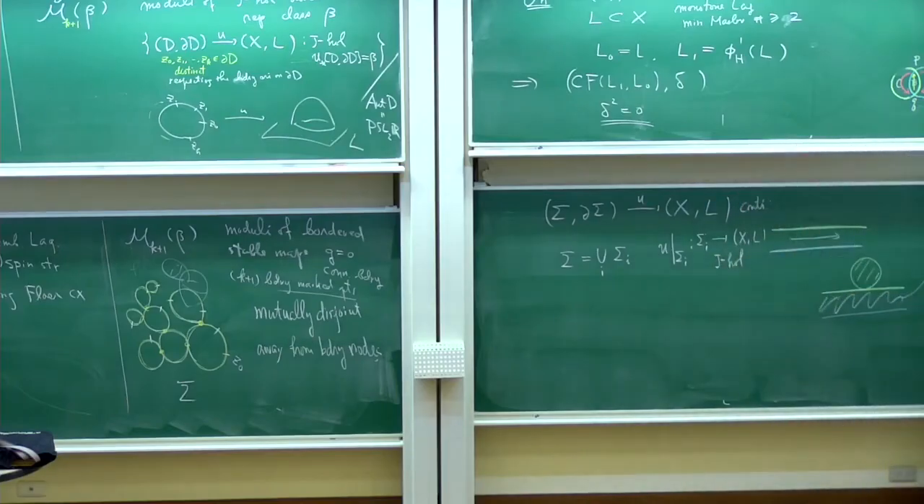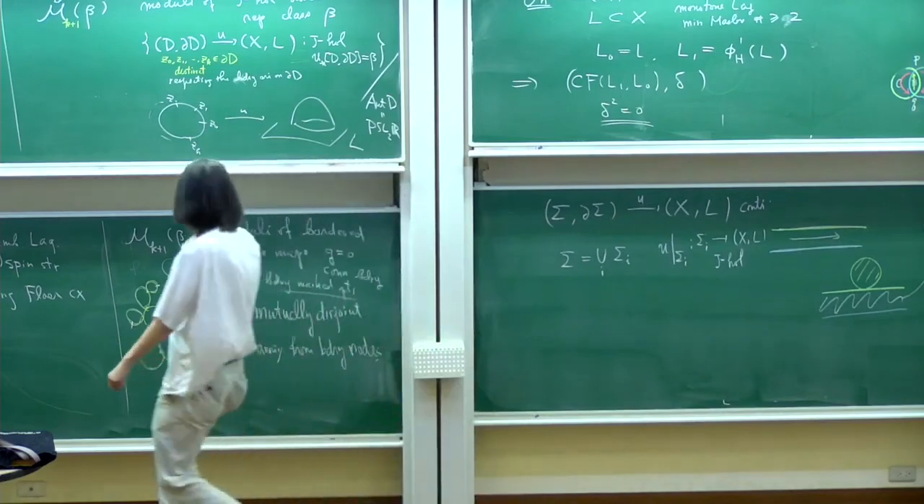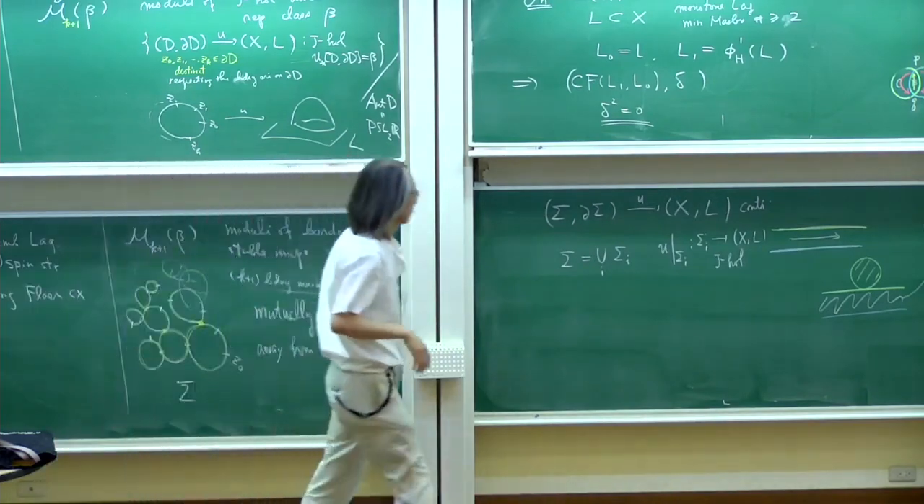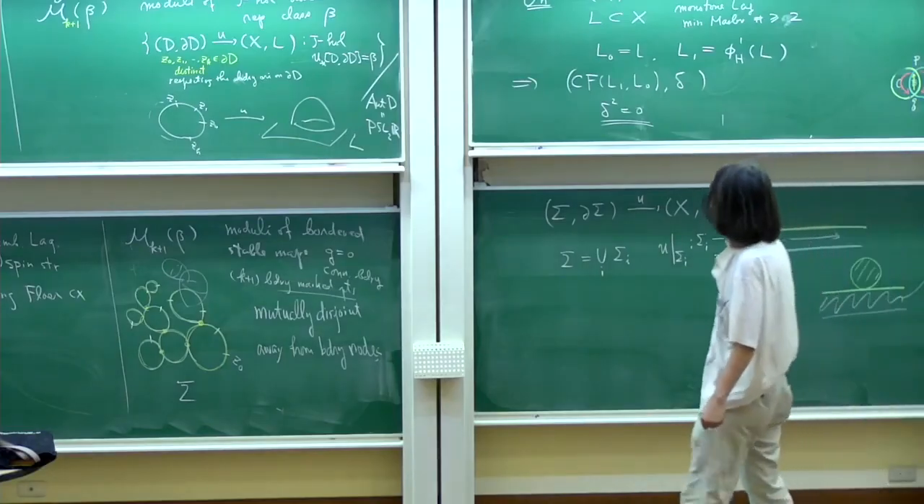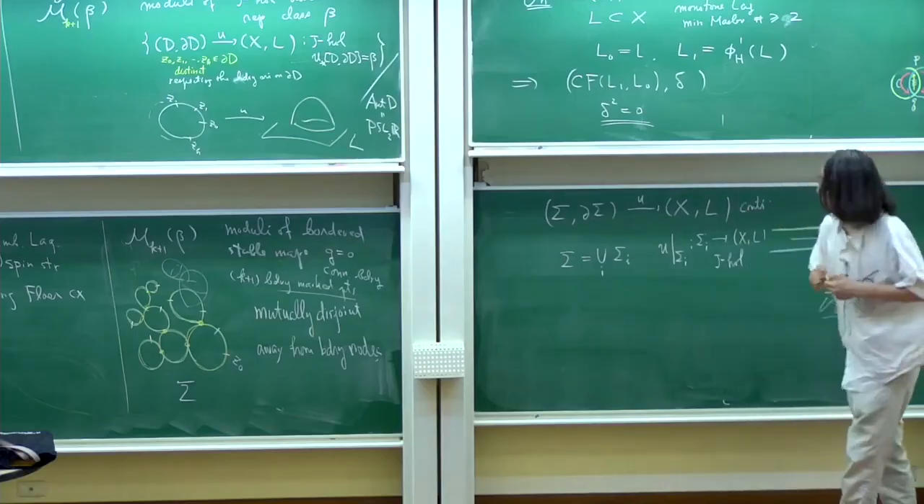J-holomorphic disk in this case. So each component is either a sphere or a disk. If it's a sphere, it is a J-holomorphic sphere; if a disk, then a J-holomorphic disk, and so on.